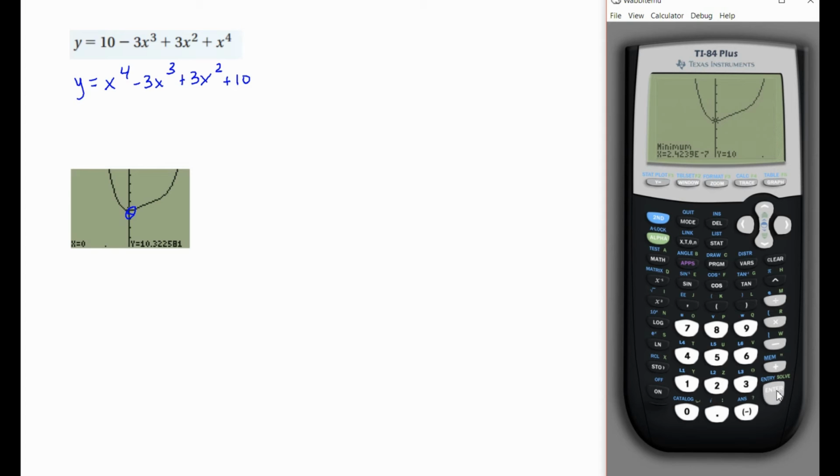Alright, that looks like 0. So calculator is telling me 0 right there. So I have a turning point at 0, 10. The reason I know it's 0 is because this -7 part right here, it says e to the -7. That scientific notation basically is just moving the decimal. It's a very tiny number, so we're rounding that off to 0. So turning point at 0, 10, and then we have end behavior.